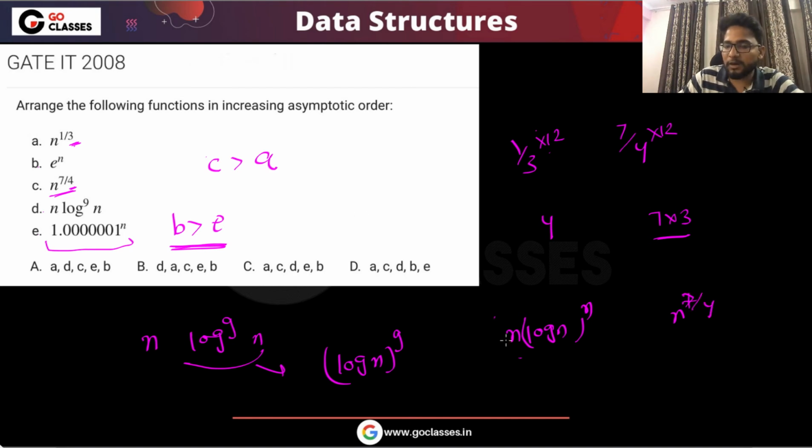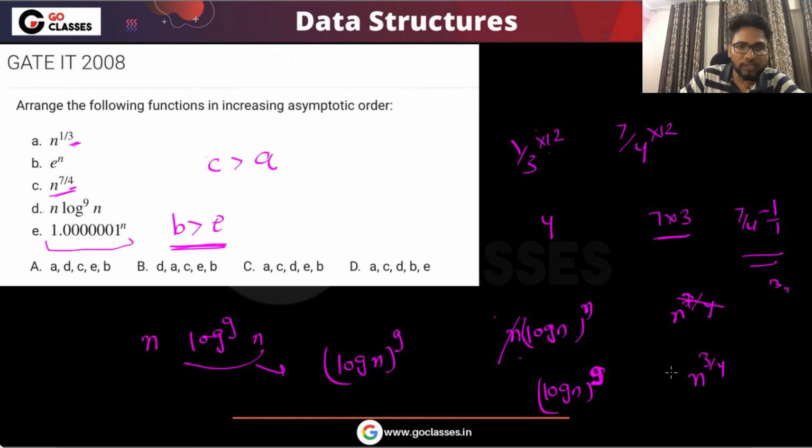Now you can just cancel out n first, right? If you cancel out this, 7 by 4 minus 1, it will be 7 minus 4, which is 3 by 4. So it is log n power 9, and this is n power 3 by 4. So n power anything is actually greater than log n power 9. Yeah, n power anything is greater. So you can say that this thing, which is C, is greater than D, right? C is also greater than D.